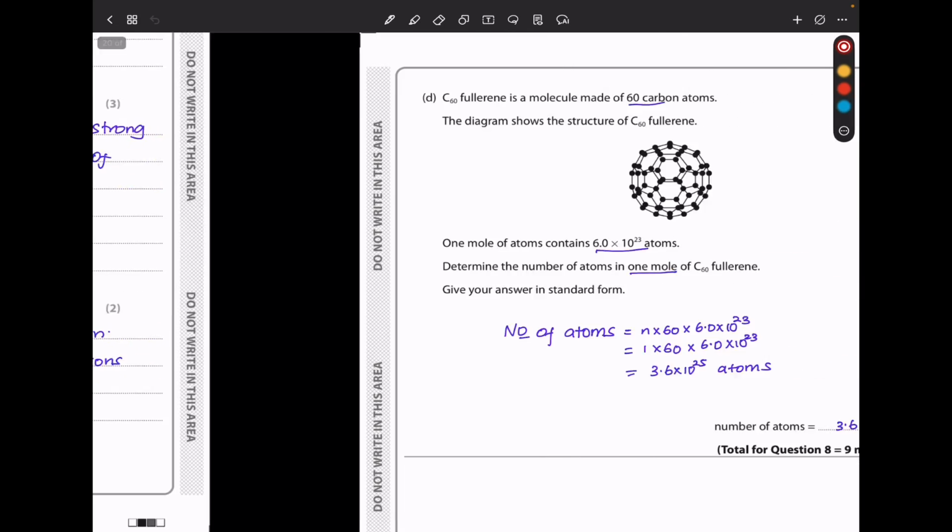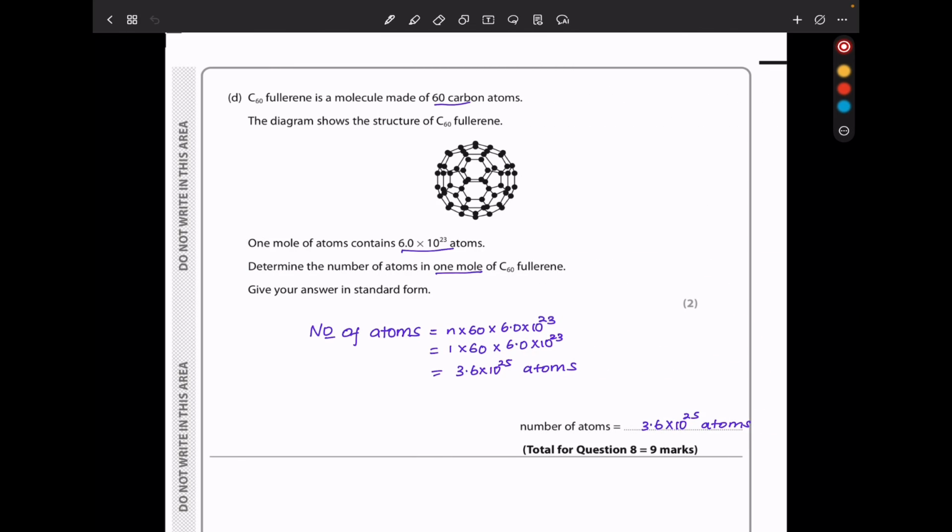move to conduct electricity. In part D, carbon-60 fullerene is a molecule made of 60 carbon atoms. The diagram shows the structure of carbon-60 fullerene, which is this one here. They say 1 mole of atoms contains 6.0 times 10 power 23 atoms. Determine the number of atoms in 1 mole of carbon-60 fullerene. So they want us to give the answer in standard form.